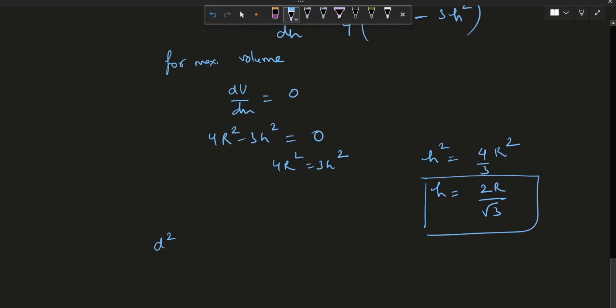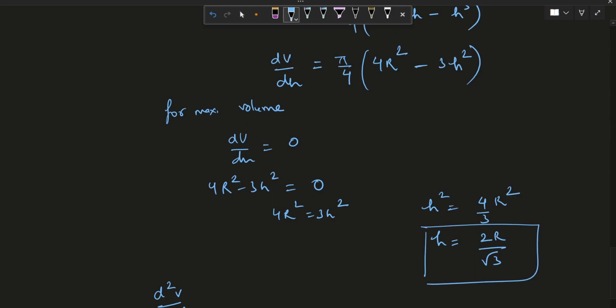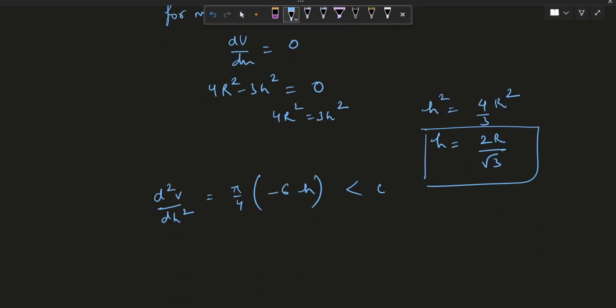Now let's calculate the double derivative also. Double derivative of this will be what? It's pi by 4, that's a constant, into minus 6h. This is a negative value, which is less than 0. So you have maximum volume of the cylinder at h equal to 2R by root 3.